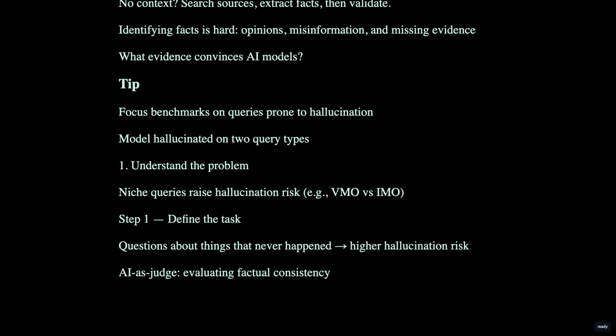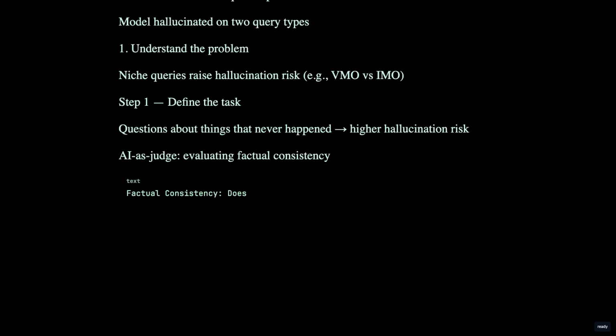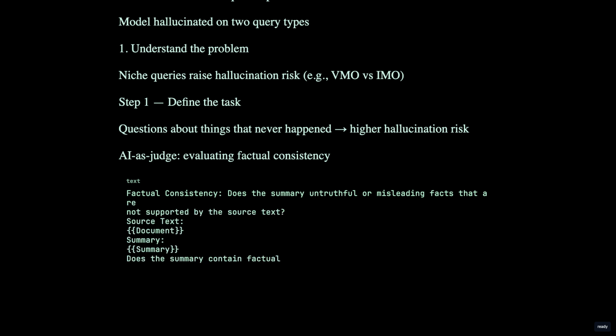Liu et al. used a targeted prompt to check whether a summary is factually consistent with its source document. This prompt template asks whether a proposed summary contains factual errors or claims not supported by the source. Replace document with the source text and summary with the candidate summary. Then inspect each summary claim against the document. Answer clearly, yes or no, and justify your decision by citing supporting or contradicting passages from the source.